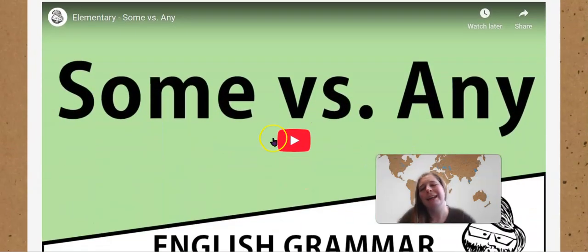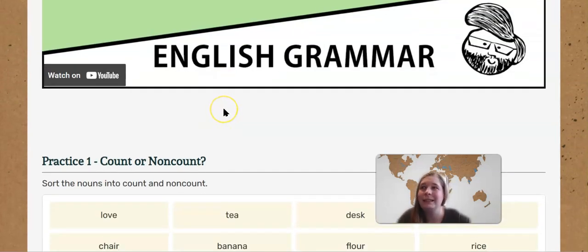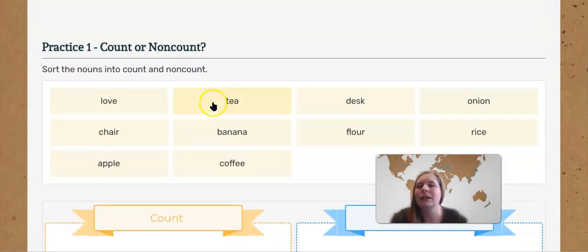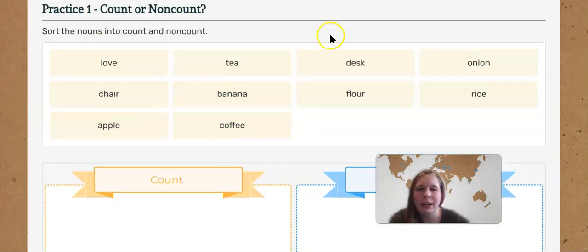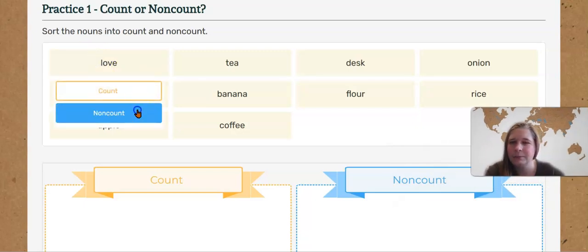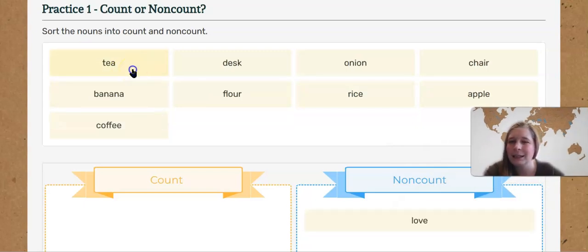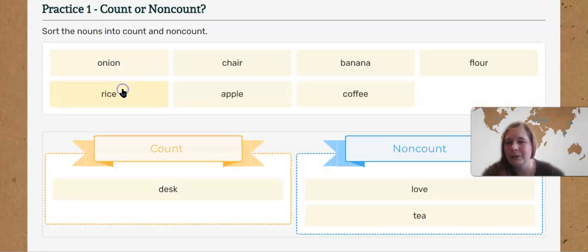Next, we also learned about count and non-count nouns. We use some and any for count and non-count nouns. Okay, so first, count or non-count. Love is a feeling, they're non-count. Tea is a liquid, non-count. Desk, piece of furniture, count.